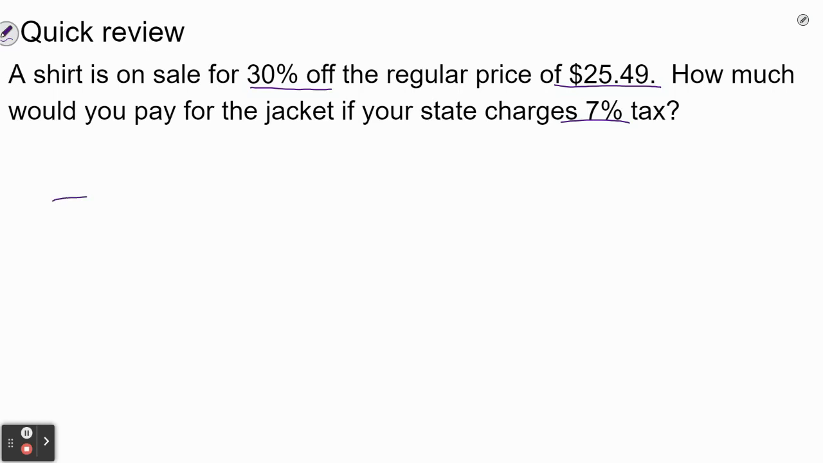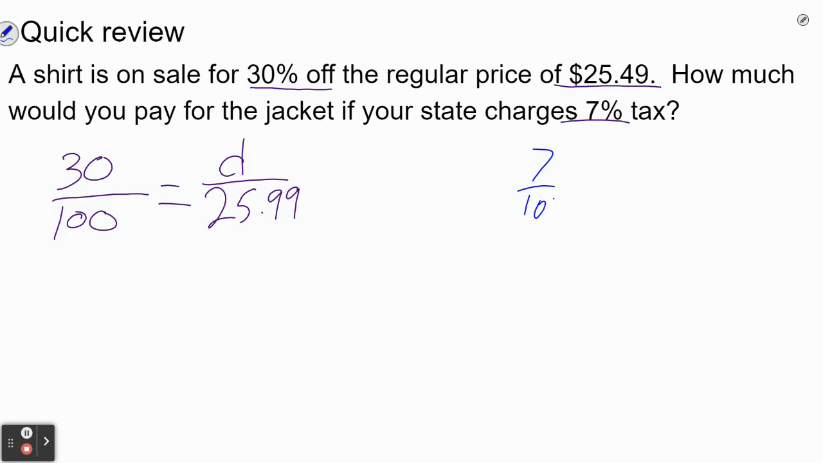So remember, percents always go over. What do percents always go over? 100. We're finding our discount of the jacket of 25. Now, when I go to make my other one, my 7% over 100 equals my tax. I don't know this one yet. I have to do my discount first. So that's where we do our cross products.